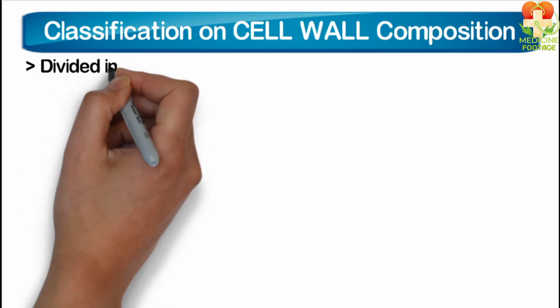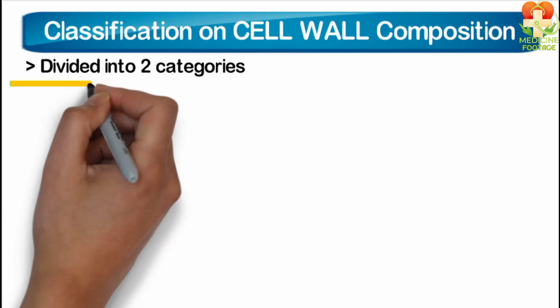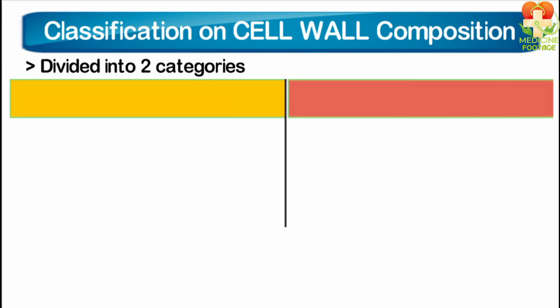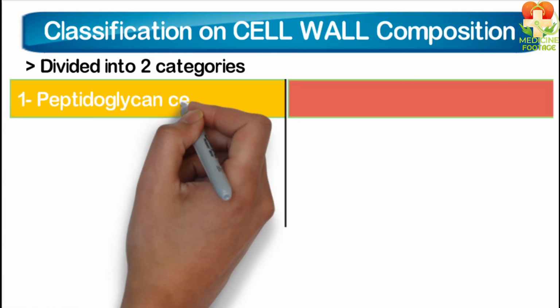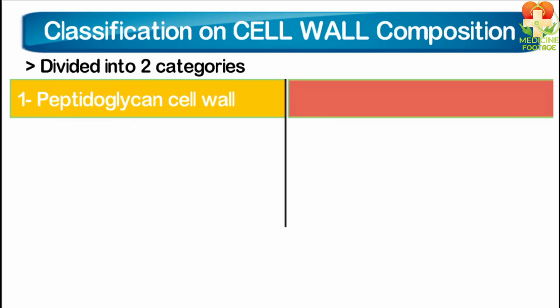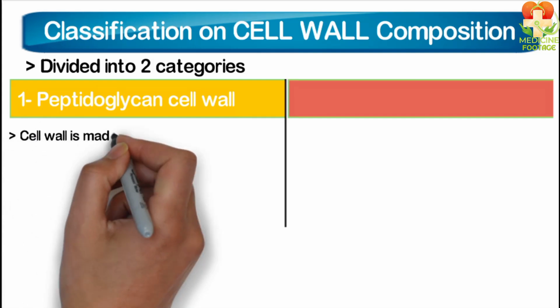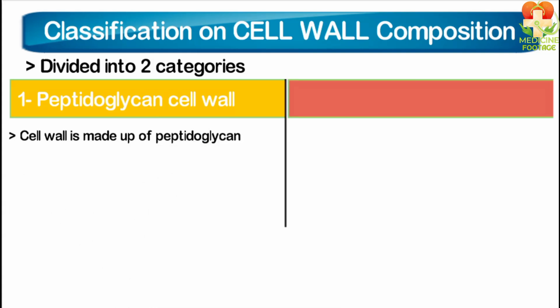Now let's come to the classification of bacteria on the basis of cell wall composition. The cell wall is composed of different substances, and based on this, bacteria are classified into two categories. The first category is called peptidoglycan cell wall. Bacteria that have a cell wall made of peptidoglycan are called peptidoglycan cell wall bacteria.